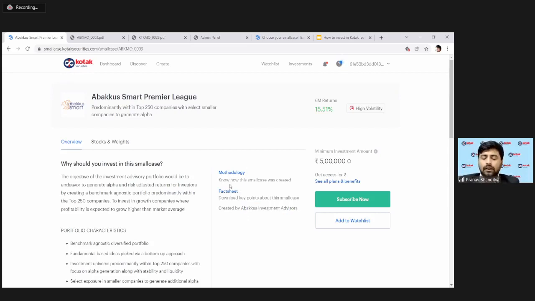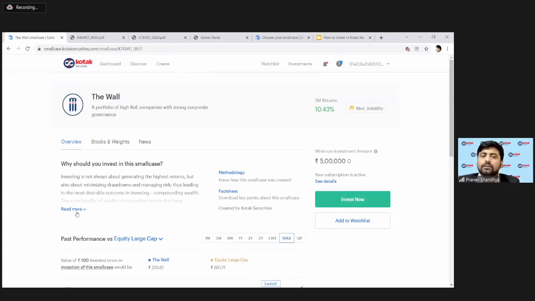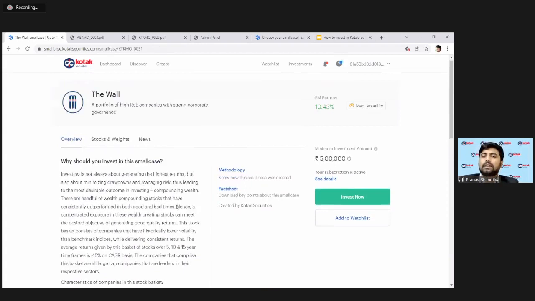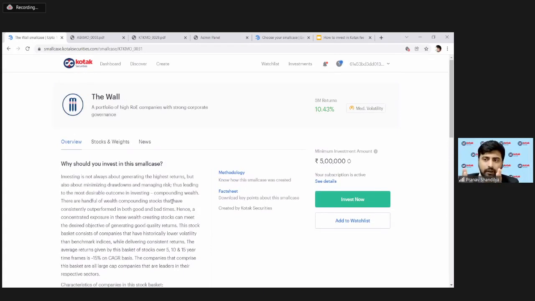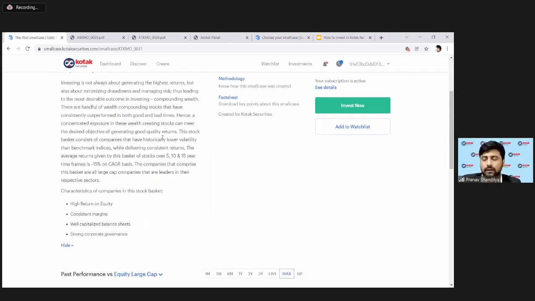Now, let us take a look at the next ACE portfolio. So the next ACE portfolio is termed as the wall. So the wall has been created by Kotak Securities research team. So taking a look at this particular portfolio in one shot, here the portfolio is investing in high ROE companies. ROE stands for return on equity, companies with strong corporate governance. So over here, one thing that we notice is that return on equity basically means that companies are able to generate higher profits without additional capital requirements.